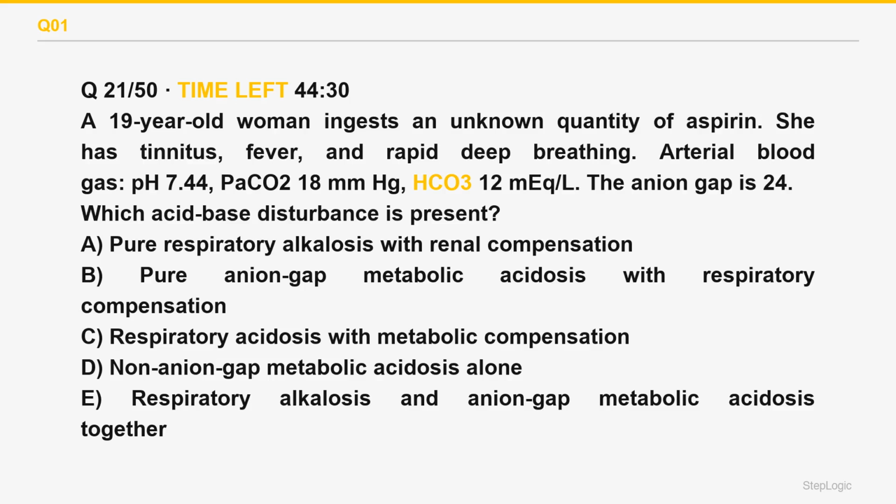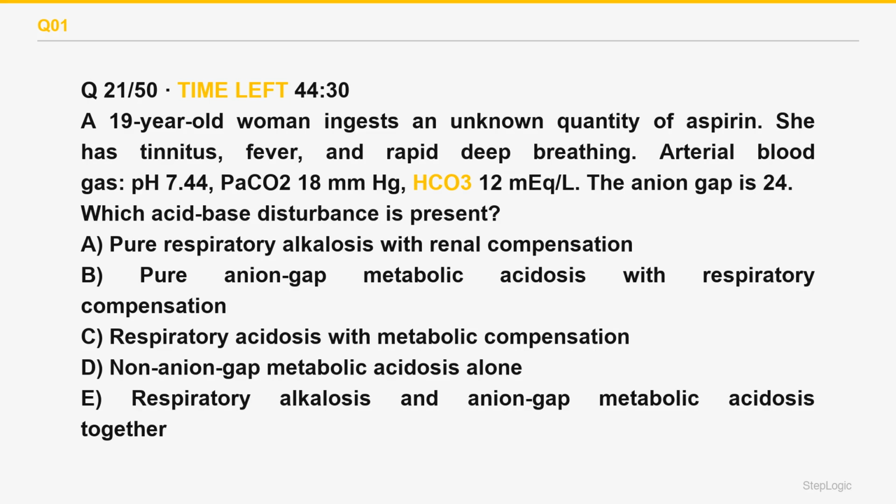Which acid-base disturbance is present? A 19-year-old woman ingests an unknown quantity of aspirin. She has tinnitus, fever, and rapid deep breathing. Arterial blood gas: pH 7.44, PaCO2 18, HCO3 12 milliequivalents per liter. The anion gap is 24. Read the command: the acid-base disturbance.